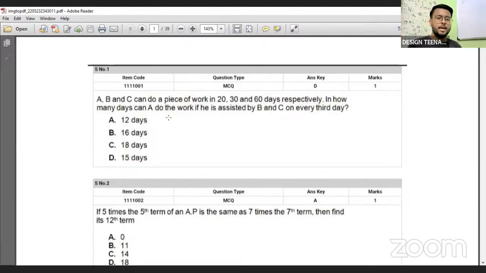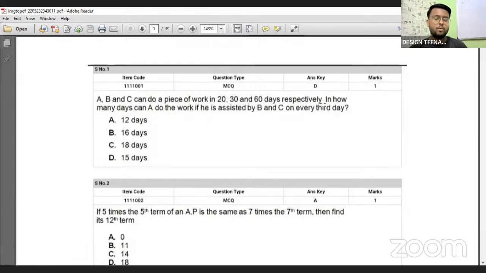So let's start with the maths questions and see the complexity level of the questions. Very first question: A, B, and C can do a piece of work in 20, 30, and 60 days respectively. How many days can A do the work if he is assisted by B and C on every third day? What is the answer to this question?